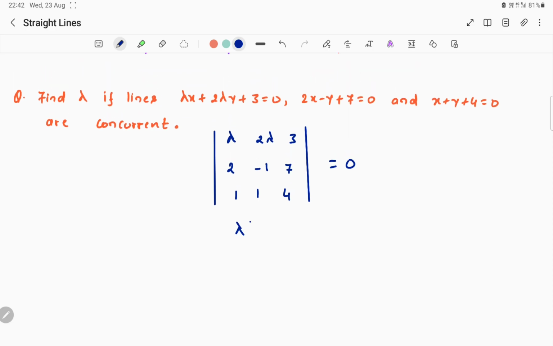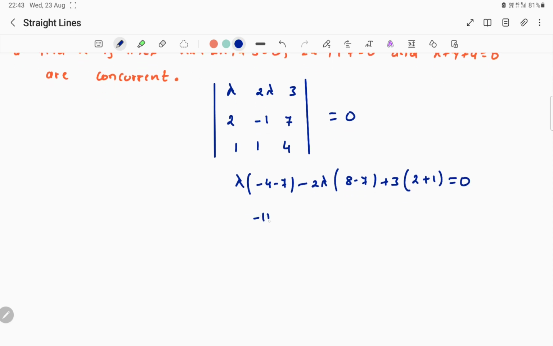So we write lambda into, hide this and hide this, minus 1 into 4, which is minus 4, and minus 7. Now remove this, then it is plus 2 lambda, hide this and hide this, with a minus sign most probably. So minus 2 lambda, hide this, 2 4s are 8, minus 7. And the last is 3 times, hide this and this: 2 into 1 is 2, and minus of minus 1 is plus 1.